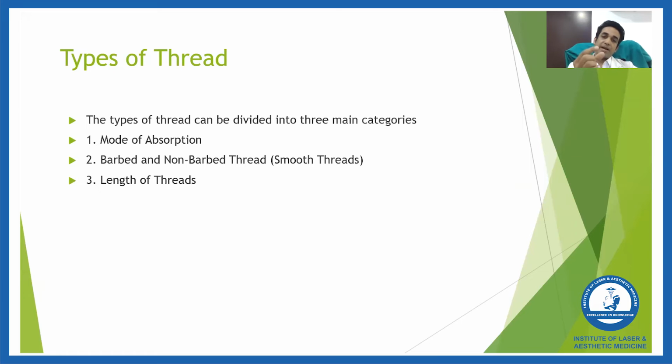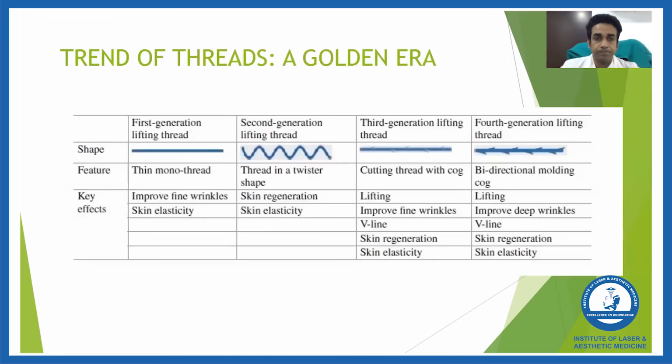There might be small length threads, very tiny threads for small indications like scars, the vermilion border of the lip, the cupid's bow accentuation, or NLFs, nasolabial creases. Or there might be longer threads, more than 90 millimeters in length, which are used for facelifts. So these are the types of threads available in the market.